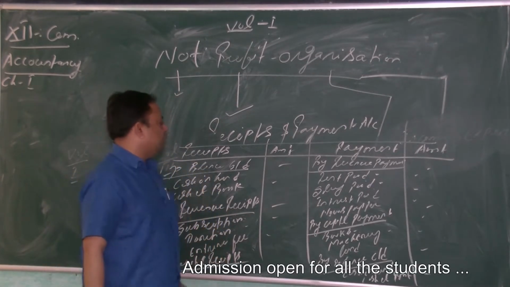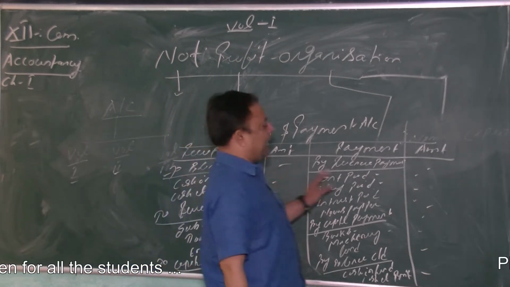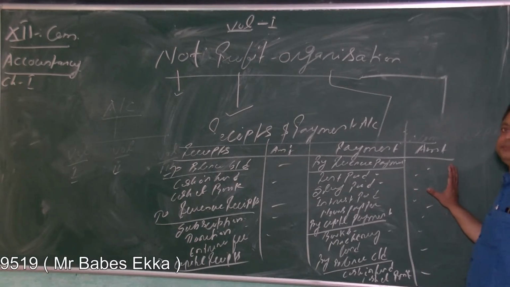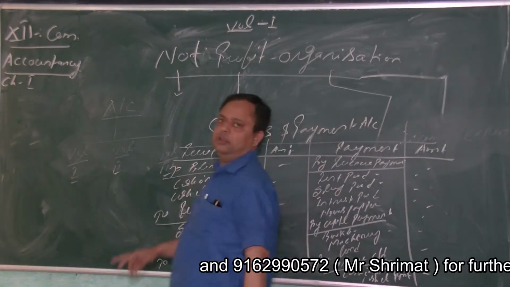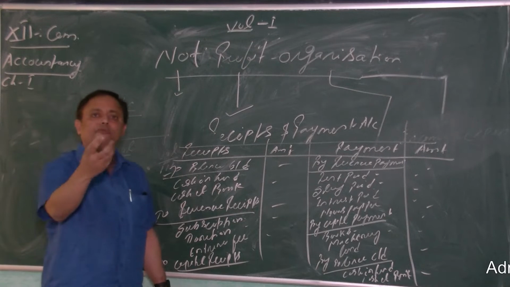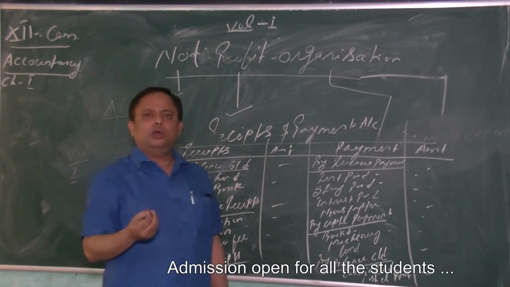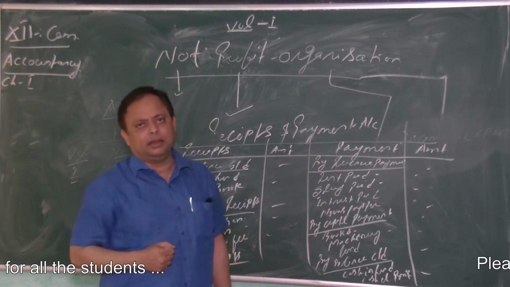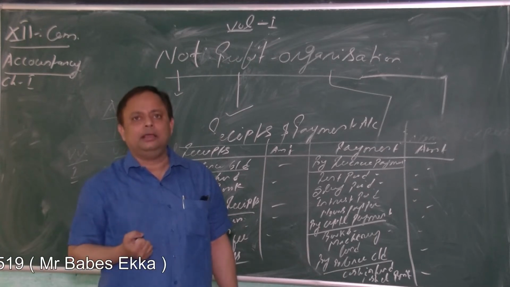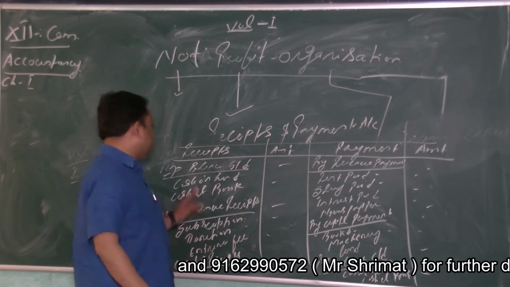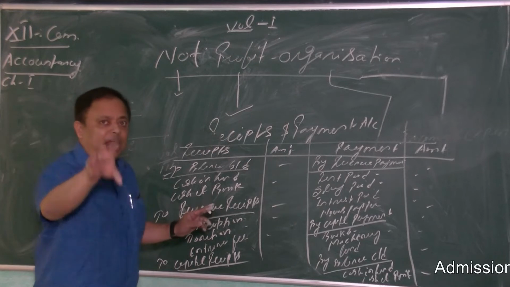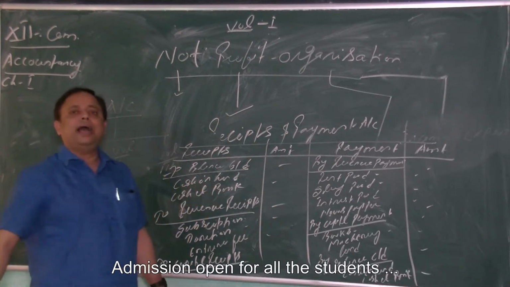In the receipt and payment account, we have 2 sides, the left hand side and right hand side. The left hand side is called receipt side and the right hand side is payment side. On the left hand side, we start with "To balance b/d", the beginning cash in hand and cash at bank. What is the meaning of beginning? Suppose your accounting year starts on 1st April and that day you have cash in hand and cash at bank, that amount is called beginning. The "To balance b/d" is cash in hand and cash at bank.